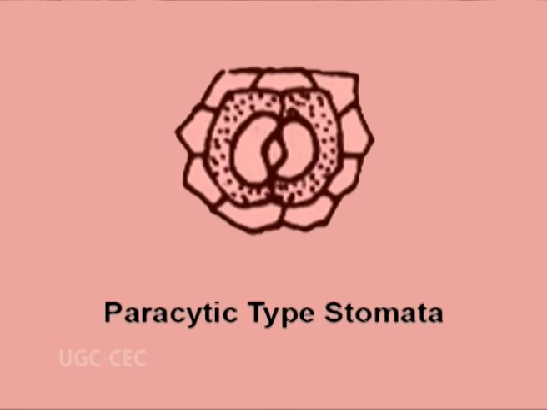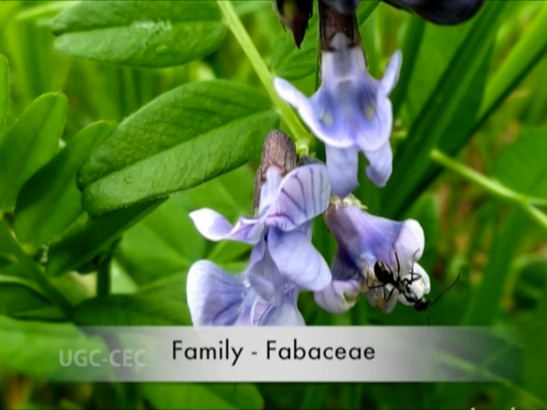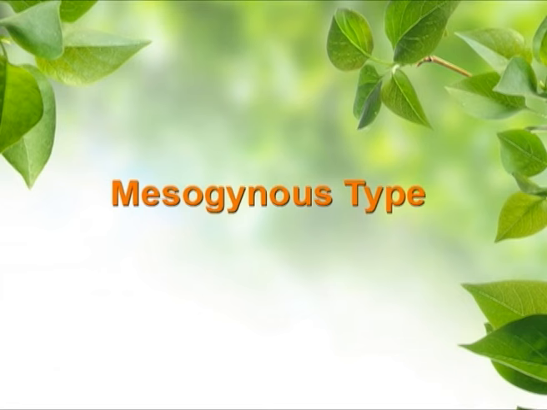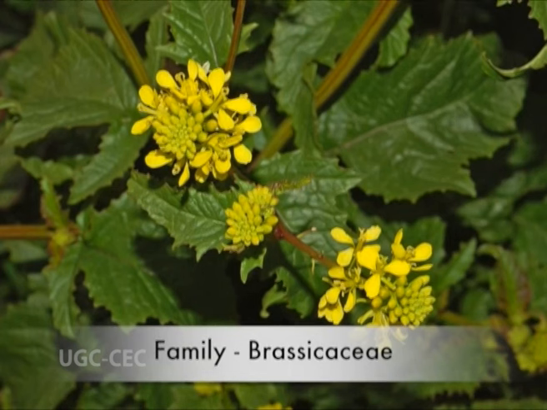Paracytic type. In these stomata, the guard cells are also surrounded by two accessory cells, but their common walls are parallel to guard cells, and the examples are seen in the families Rubiaceae and Fabaceae, etc. On the basis of development, there are three types of stomata. Mesogenous type. In this type of stomata, guard cells as well as subsidiary or accessory cells both are developed from one mother cell. Examples are in Rubiaceae and Brassicaceae family.